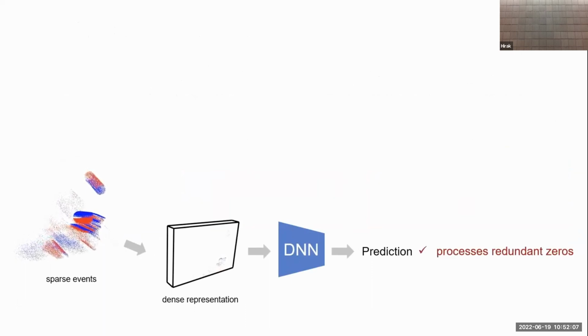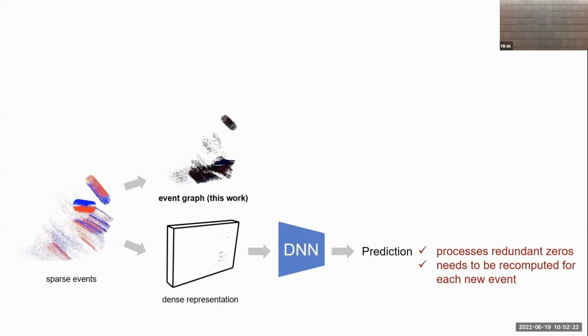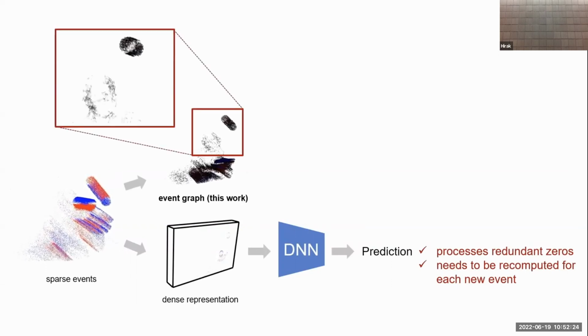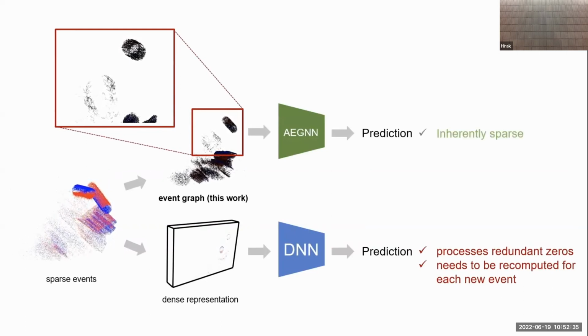These representations contain redundant zeros, which lead to excess computation. Moreover, when a new event arrives, these networks need to recompute all activations. In this work, we model events as spatiotemporal graphs, which we process using asynchronous event-based GNNs, short AGNNs. These networks are inherently sparse and use local update rules, which are applied for each new event.